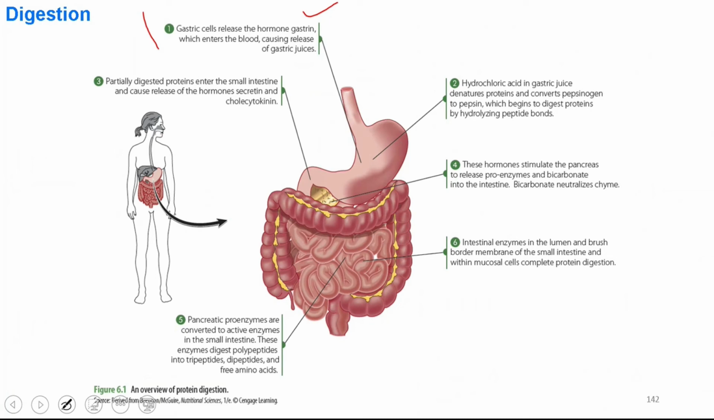When the proteins enter the stomach, gastrin is released, which enters the blood, causing the release of gastric juice.